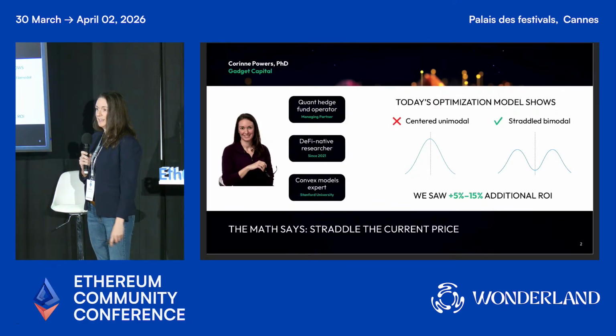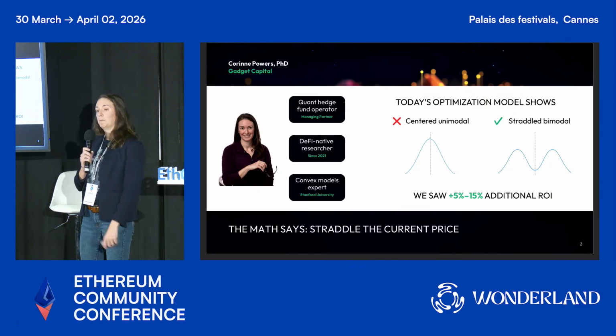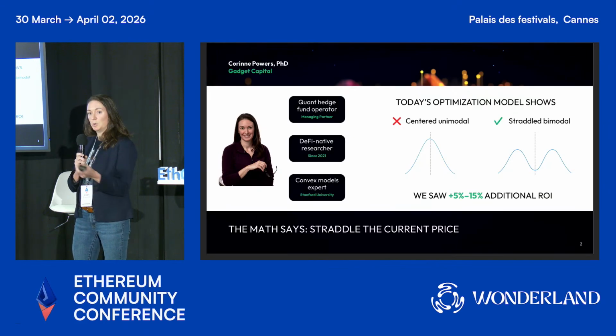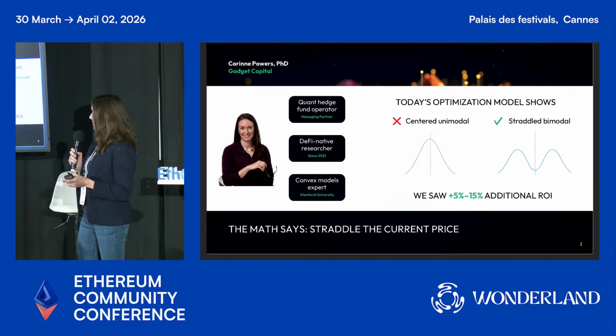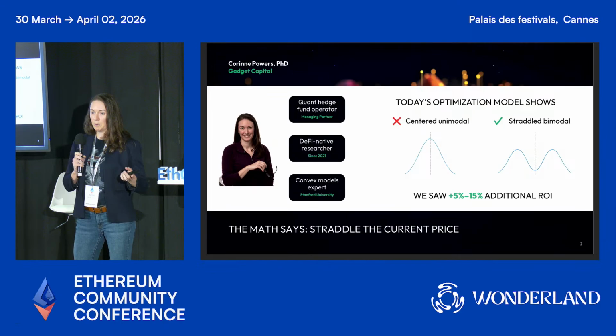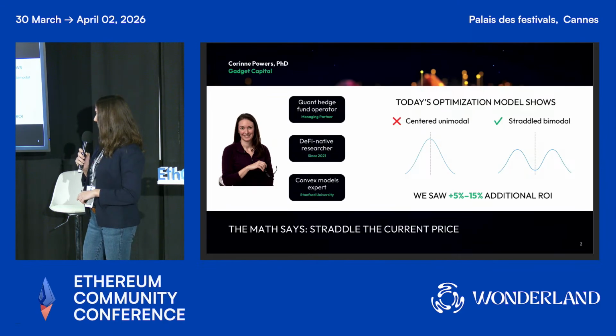We're going to look today at an optimization problem that will show through its solution that allocating your liquidity centered on the current price is suboptimal. And instead, it's better if you straddle the current price with your liquidity.